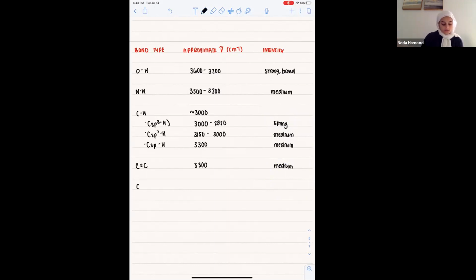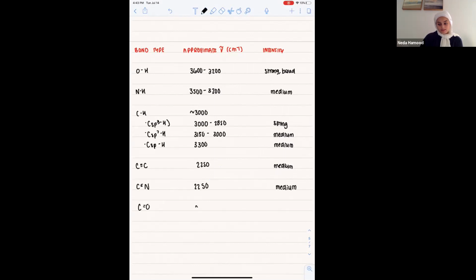Okay, so then we have C triple bond N. This one is at 2250. I'm going to throw myself off the cliff. This one is also 2250. I apologize if anybody's writing in pen. My bad, for real.